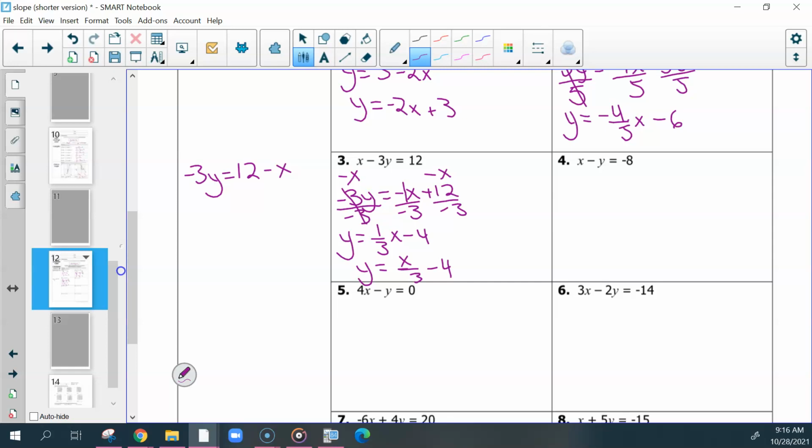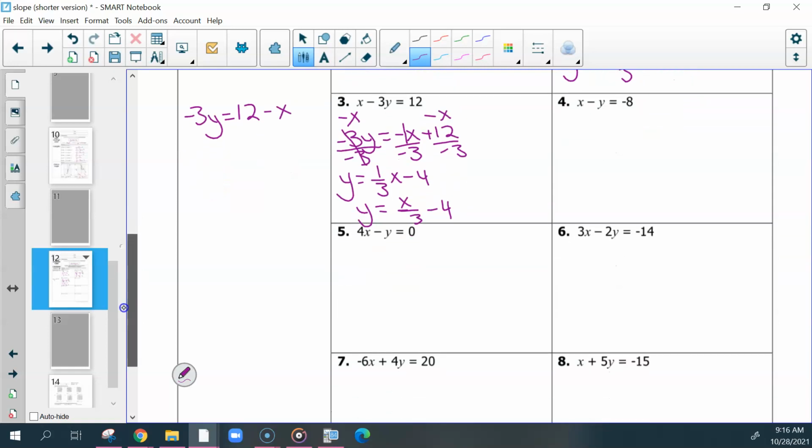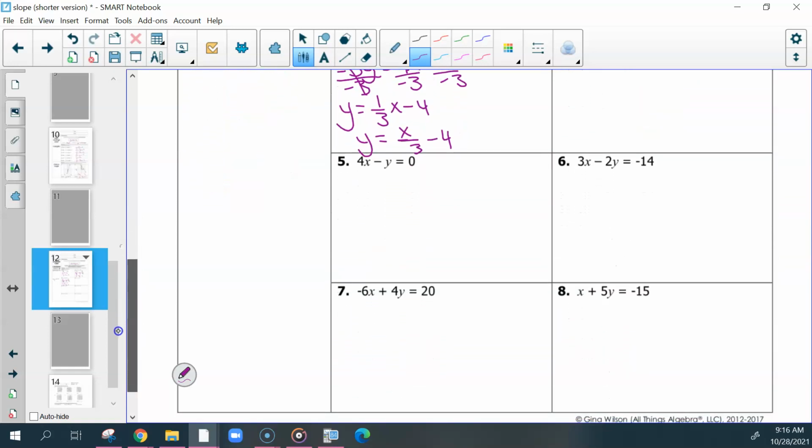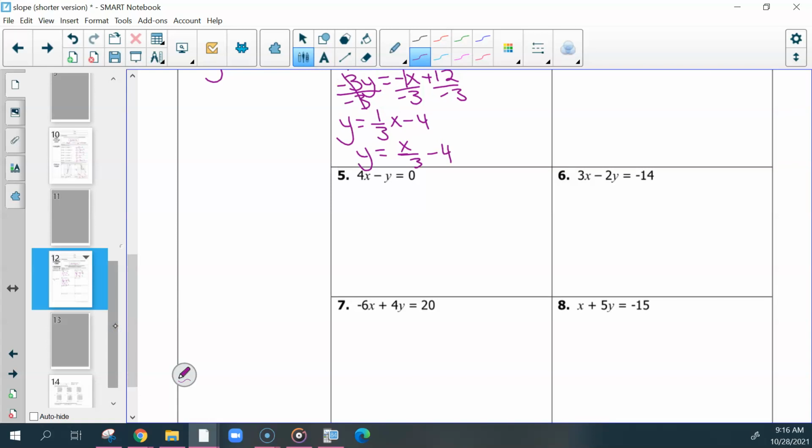We're going to do one more example together. Number 7. How would we start number 7? Subtract 6x. Would we still subtract it? No, we add it. We would add it because this one is negative, so we would do the opposite. That's okay.